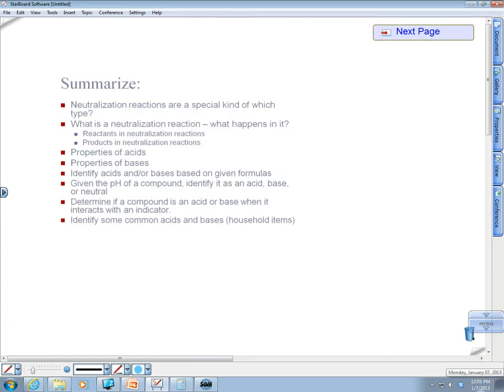Okay, so here's what you should have in your notes. If you do not have these things in your notes, please go back and listen again. You should also have a couple of examples of neutralization reactions. If you didn't write down the examples, you might want to go back and watch again so you can get those examples and write them down.